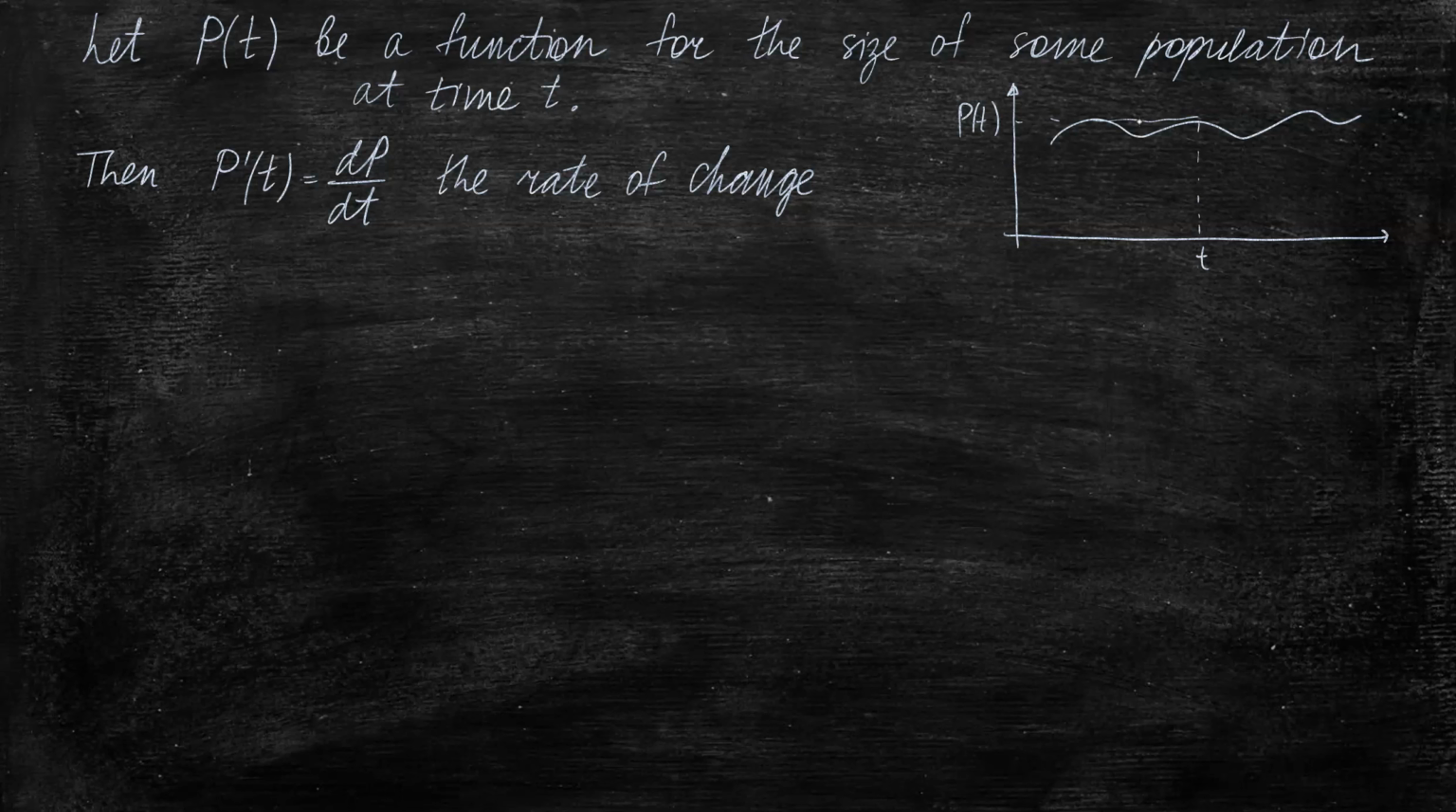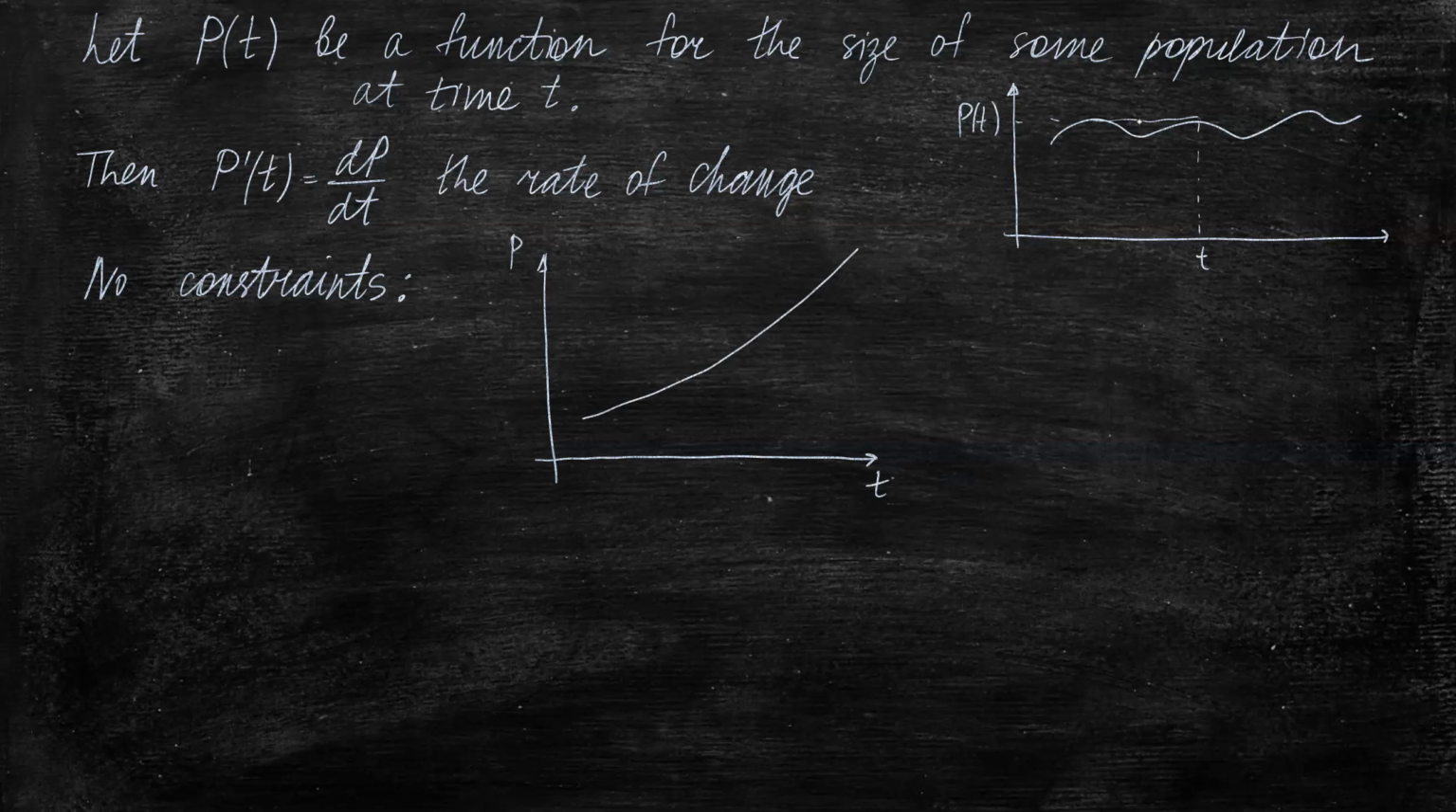And if we assume that there are no constraints in terms of how much population can grow, so no constraints means population will keep growing as long as you allow it to grow. So it will grow like this. Well, it will continue to increase, right? So now the question is, how fast does it grow?